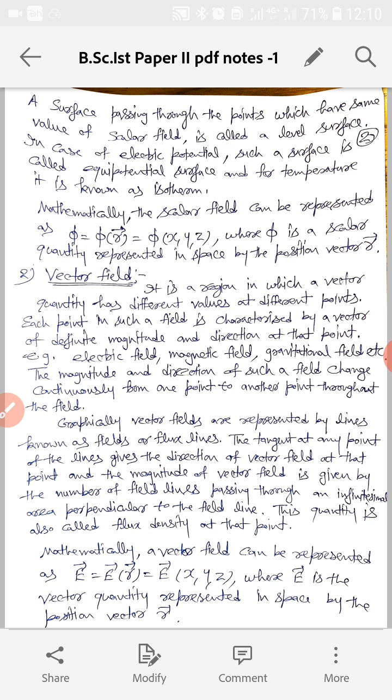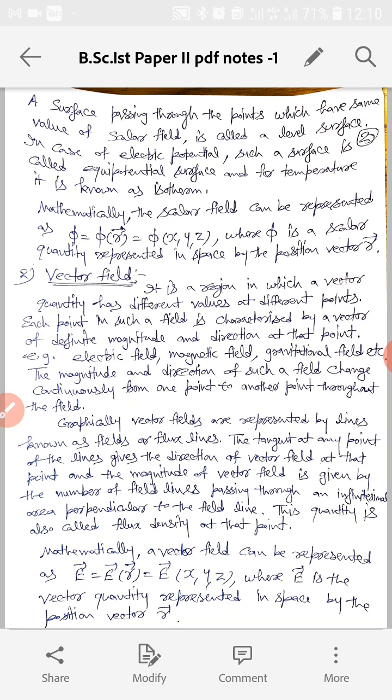I again want to summarize this. First we defined a field. A field is what? We have a region of space in which we define a physical quantity, and that physical quantity in that region of space has to be continuous at all points. That region of space is known as a field. If that physical quantity is a scalar quantity, then it becomes a scalar field, and if that physical quantity is a vector quantity, then it becomes a vector field. So I hope now you have understood the difference between scalar field and vector field.